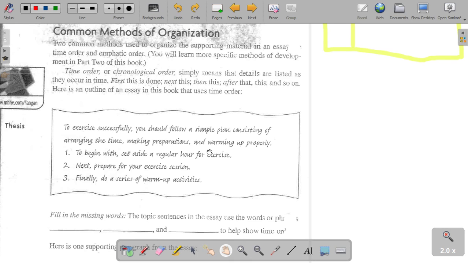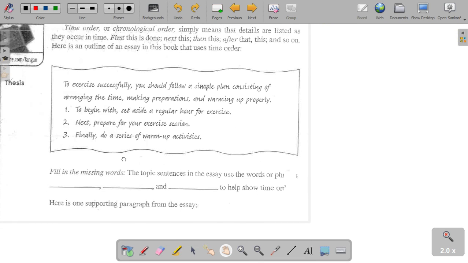So if we have here, to exercise successfully, you should follow a simple plan consisting of arranging the time, making preparations, and warming up properly. To begin with, set aside a regular hour for exercise. Next, prepare for your exercise session. And finally, do a series of warm-up activities.